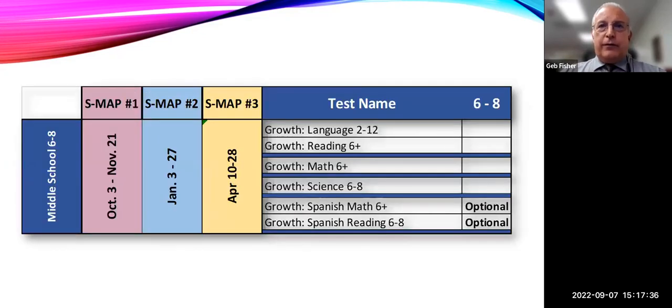For our middle school teachers, same testing window. I want to just keep hammering that idea home. It's the same for everybody, the same 3 weeks. But you notice the tests have changed as the grade level they represent and the window they represent in their testing has changed as well. So now language is 2 through 12. Reading is 6+. So is math. Science is 6-8.